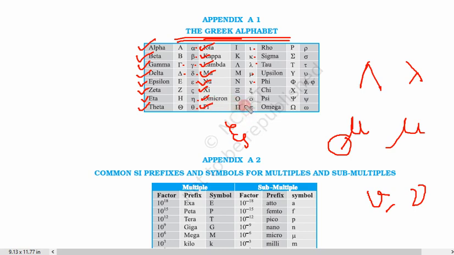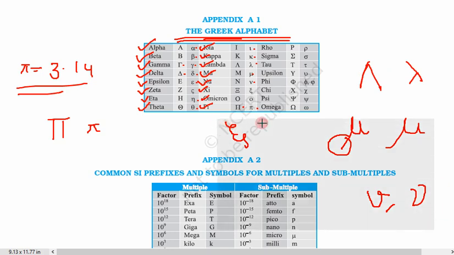Pi, pi is another symbol that is very commonly used. Capital pi, small pi. So if you write something like this, this is capital pi. If you write something like this, this is small pi. Generally we use small pi. What is the value of pi? Small pi is 3.14. Okay, value of pi is 3.14. So these are some of the commonly used Greek symbols.